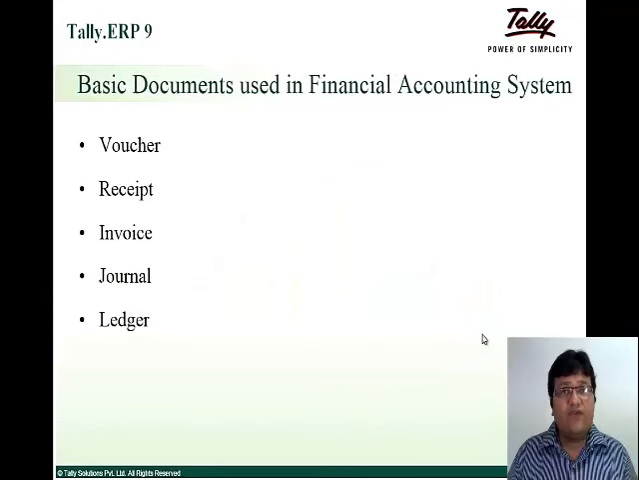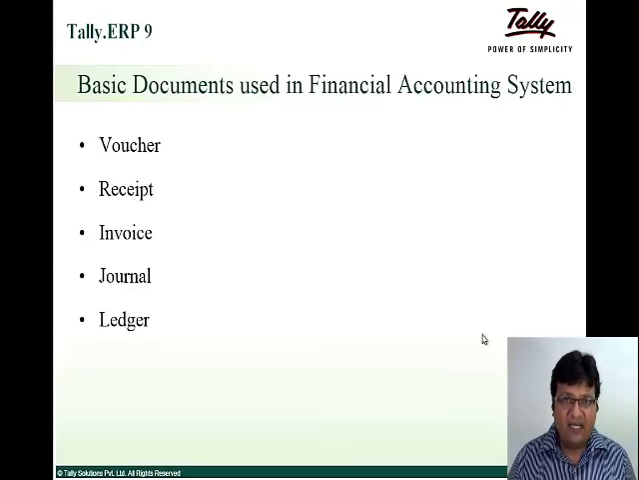So what are the basic documents used for financial accounting system? There are 5 documents that have been listed out in this presentation. First is the voucher. The voucher is a document where you will record your complete transaction. I will repeat. Voucher is a document in which you will record the entire transaction, including the narration. The narration is a part of the document where you describe what has happened in the transaction. So voucher is a document in which a complete history of the transaction is recorded.